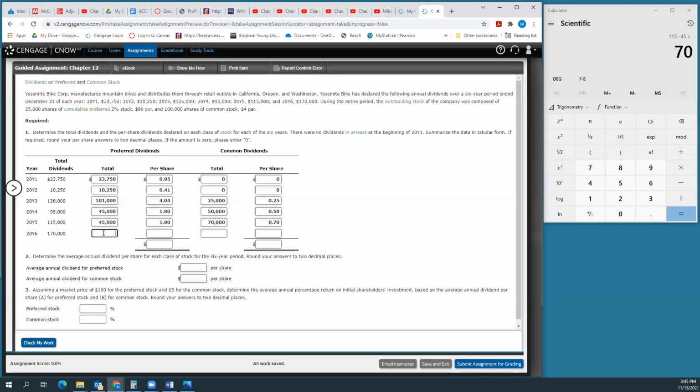And the next year, 45,000 to the preferred shareholders, which is $1.80 per share. And then whatever's left over, so it should be $125,000 to the common shareholders, divide that by 100,000 shares would be $1.25 per share.